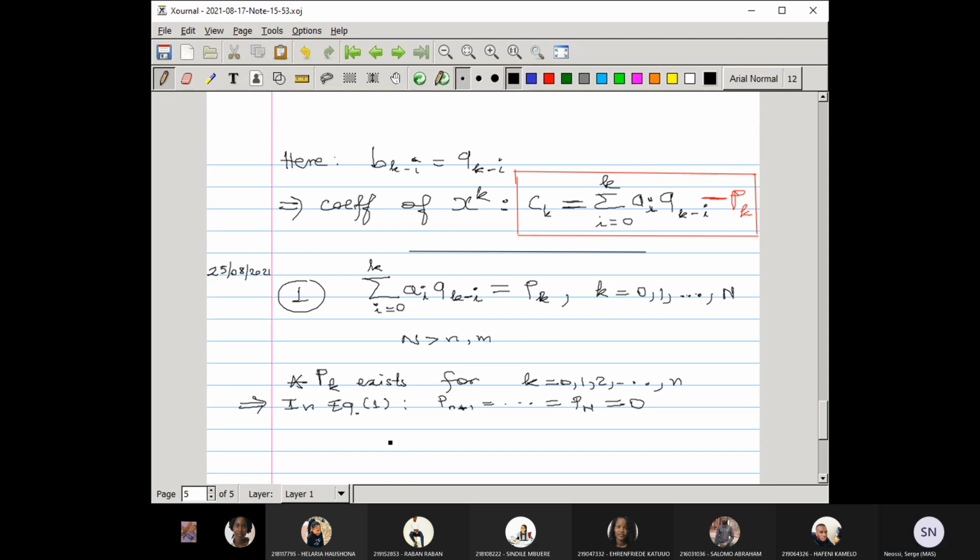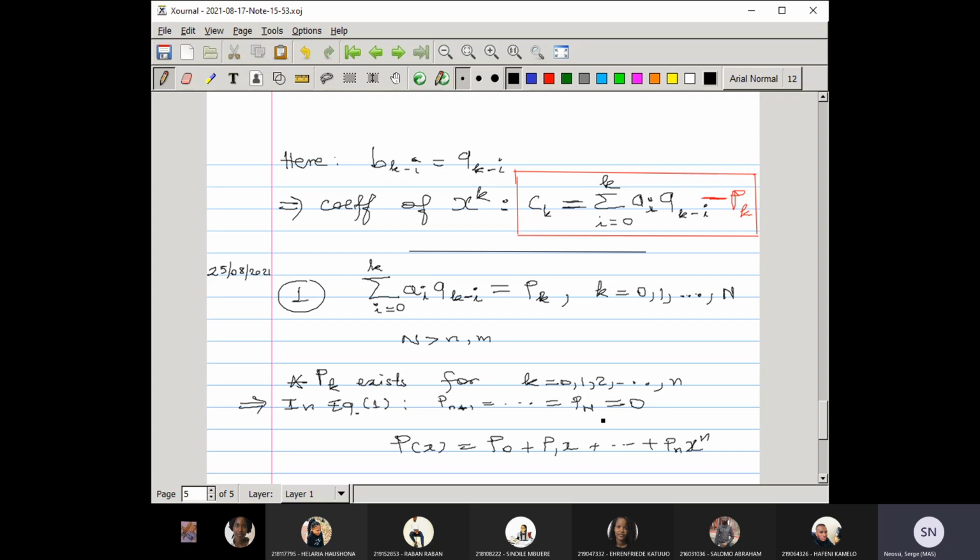Pn plus 1 does not exist in P(x). Because P(x) is what? It is p0, p1 x, up to pn x to the n. So this is our P(x). But in the formula, when you take k equal to n plus 1, you will still get pn plus 1. But that pn plus 1 will be 0 because it does not figure in this formula. It's not there, it's not present. It does not exist. So we set all these coefficients to 0.